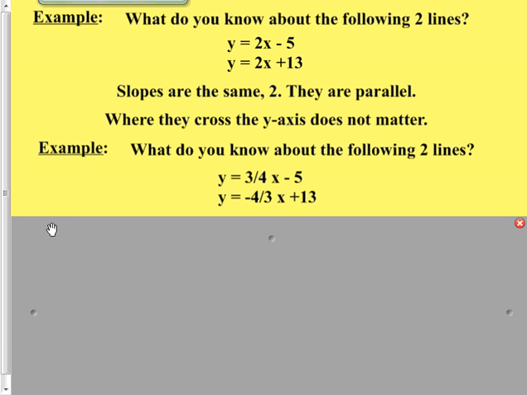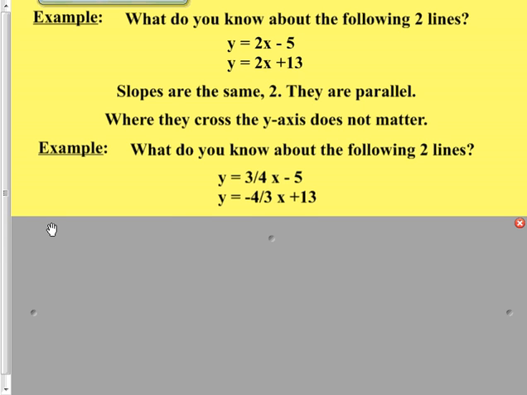Another example, what do you know about the following two lines? y equals 3/4 x minus 5, and y equals -4/3 x plus 13. Well, once again, they are already in slope-intercept form, meaning the y is isolated. So all we have to do is know where to look for the slope. And again, the slope is found as the coefficient in front of x. Well, obviously this time they are not parallel because the slope values are not equal.